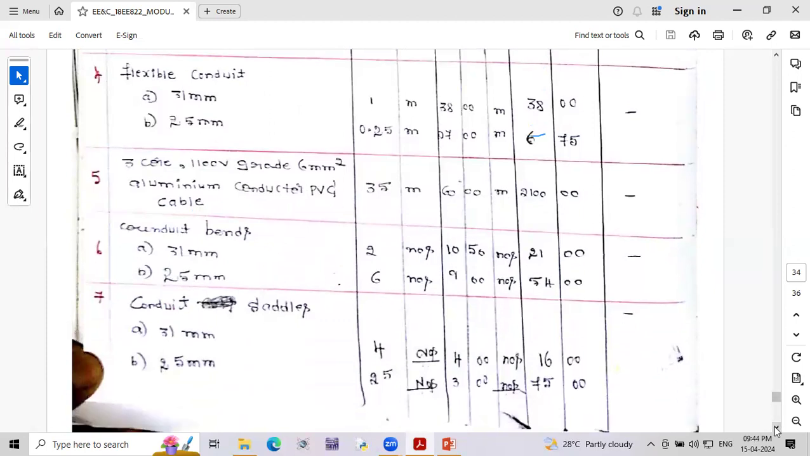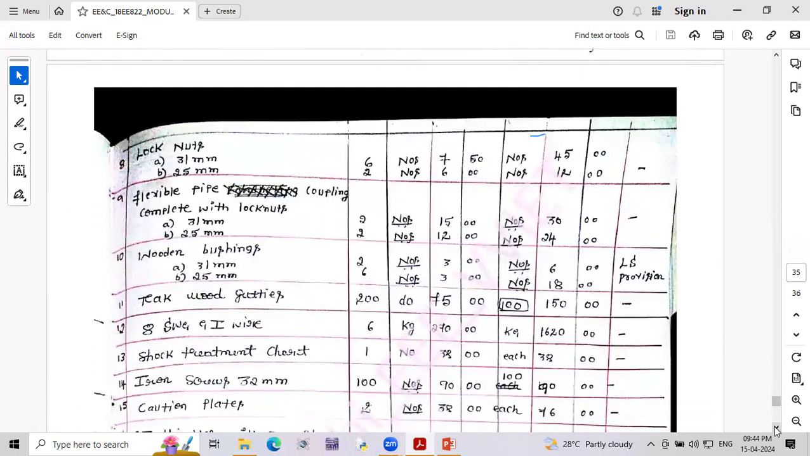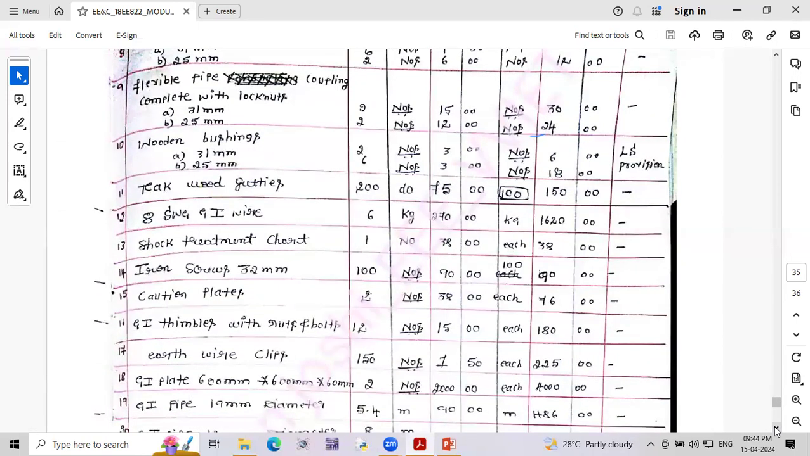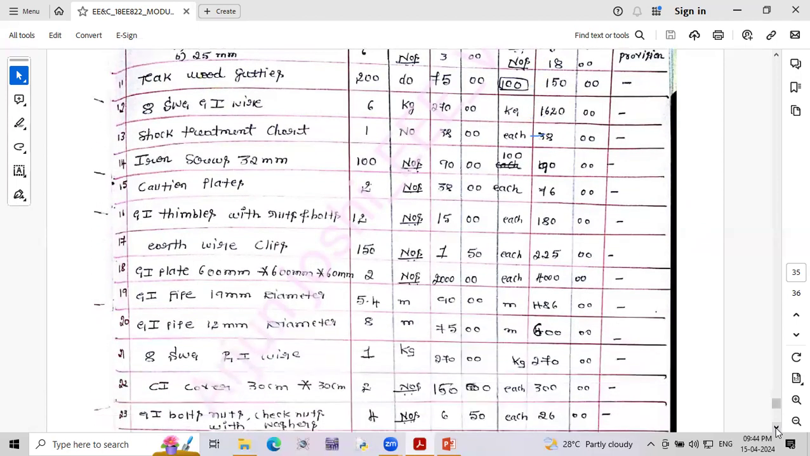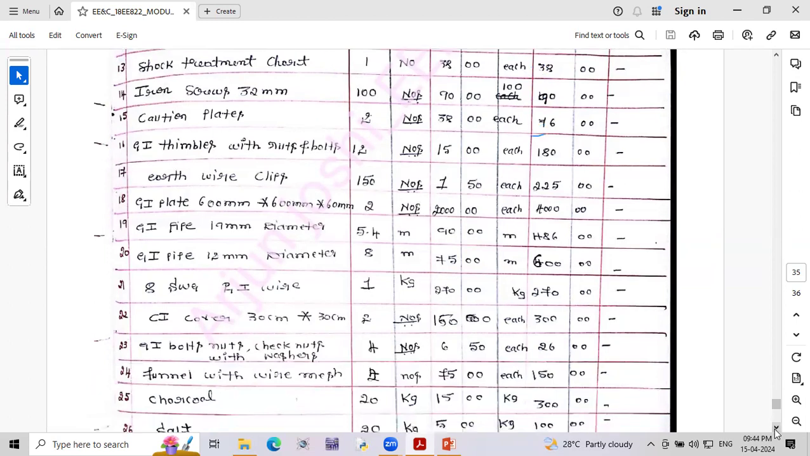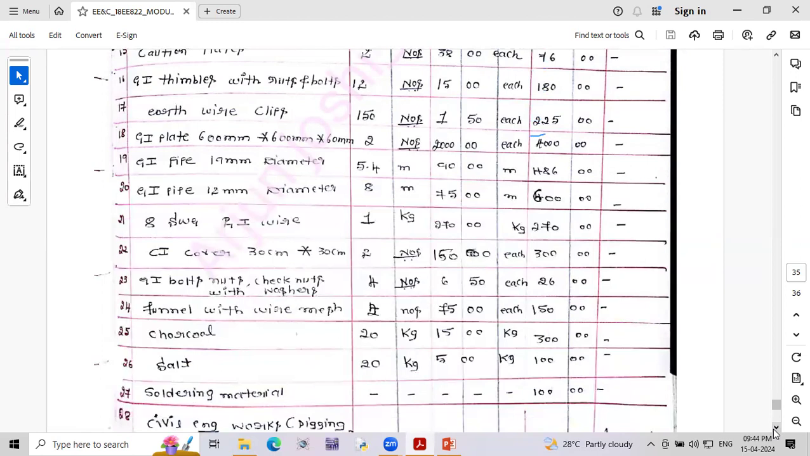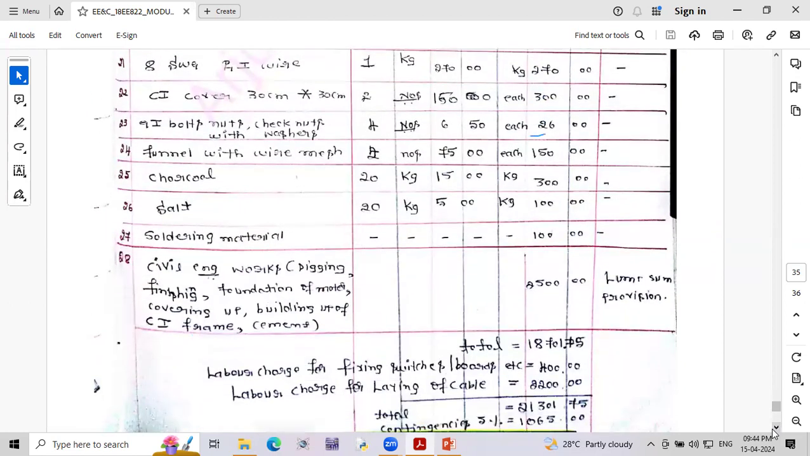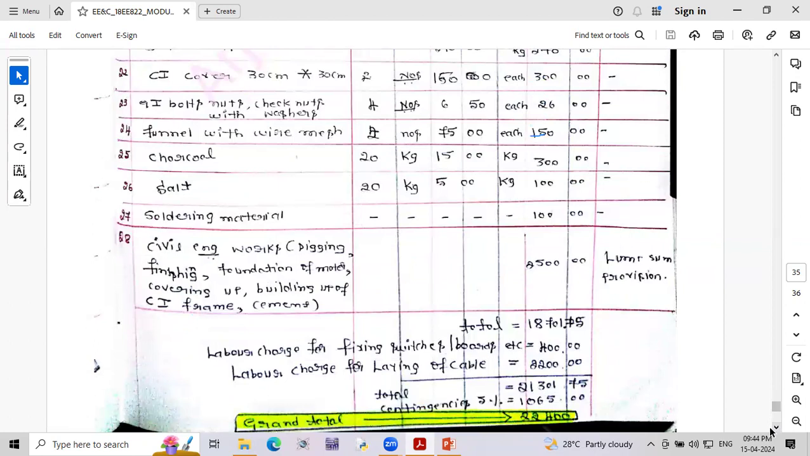Conduit saddles, it may vary. Lock nuts, flexible pipe, wooden bushing, teakwood gutties, 8 SWG GI wire, earthing wire, shock treatment chart, iron screws, torsion plates, GI thimbles, earth wire clips, earth pipe 19 mm diameter, 12 mm diameter, 8 SWG GI wire, CI cover 30 centimeter into 30 centimeter, GI boards, nuts, check nuts with washers, funnel with wire mesh, charcoal, salt, soldering material, civil engineering work lump sum 2500.